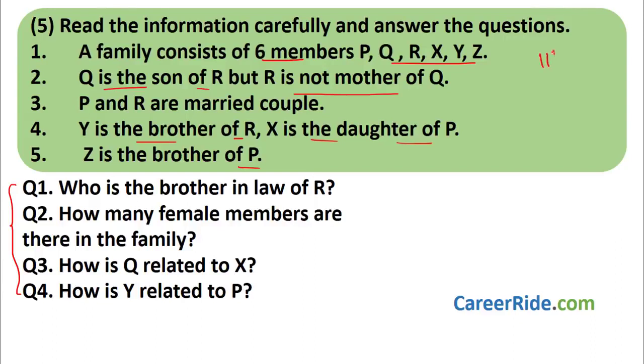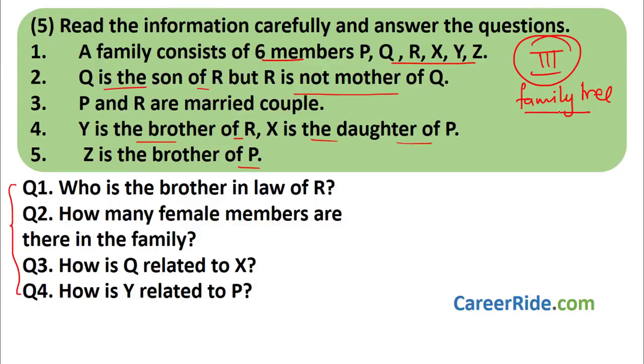Welcome to the third category of sums. Third and final category of sums that can be asked in blood relations. Here they'll give you some sentences. Based on that, you need to construct the family tree, and based on the family tree you need to solve the questions. Now this is the most productive kind of question in blood relations.